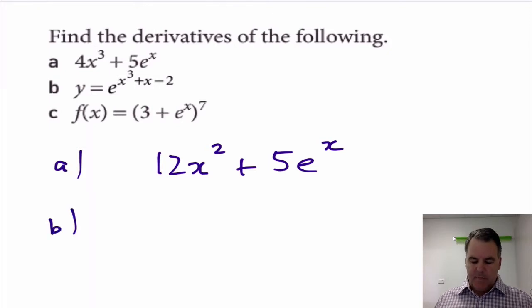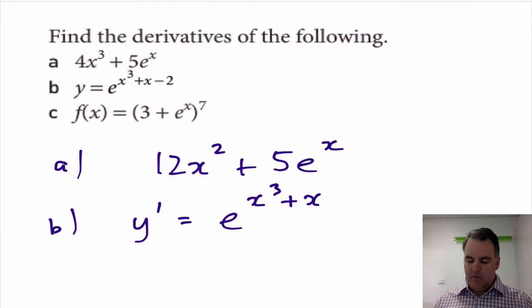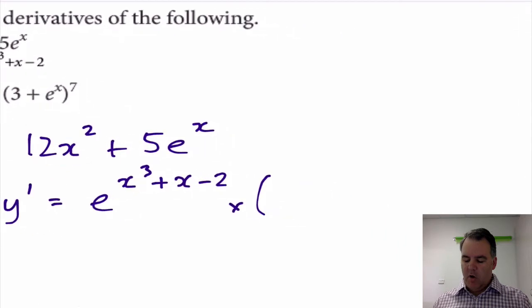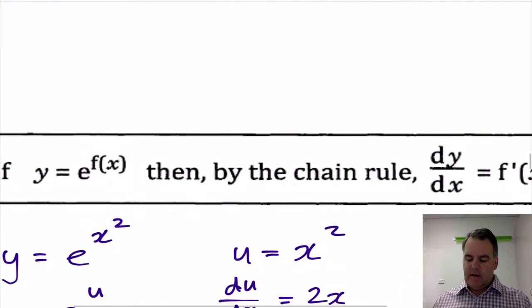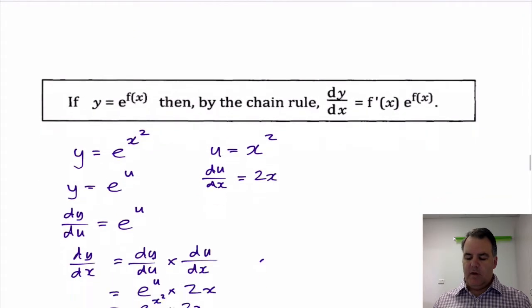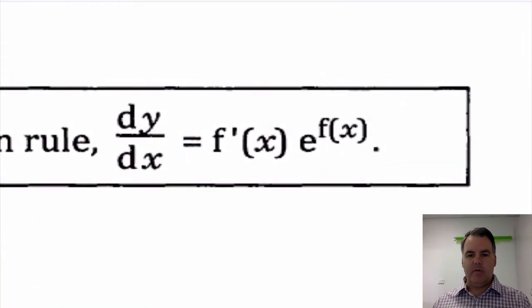For b, y is e to the x cubed plus x minus 2. The first part's easy. You just write down the exact same thing as the question, times by the derivative of that power. So 3x squared plus 1. That's it. That's the derivative. And then I'm just following exactly this rule here, what the derivative is going to look like.